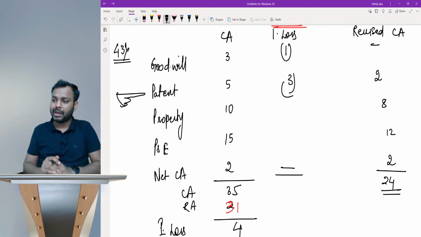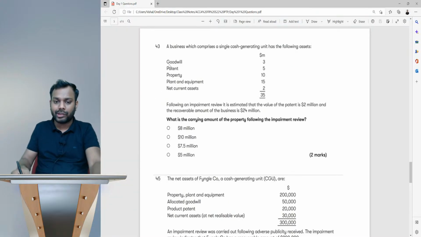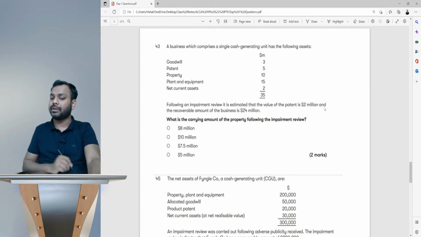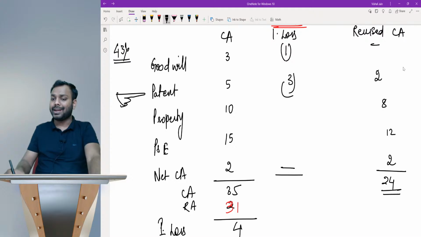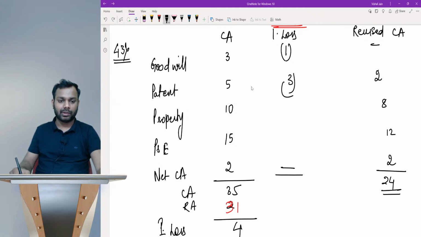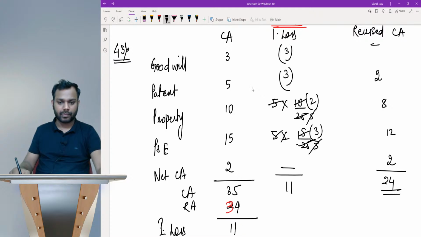3 from patent and 1 from goodwill. No, Vidisha, not 3 to goodwill. Because the question is clearly saying that the patent has a value of $2 million. So we have to definitely decrease the patent. Okay, so that's how it will be. Now that's question 43.